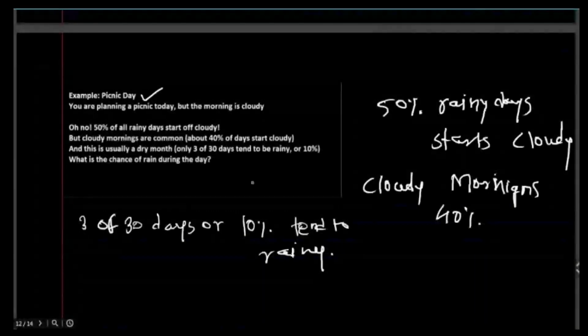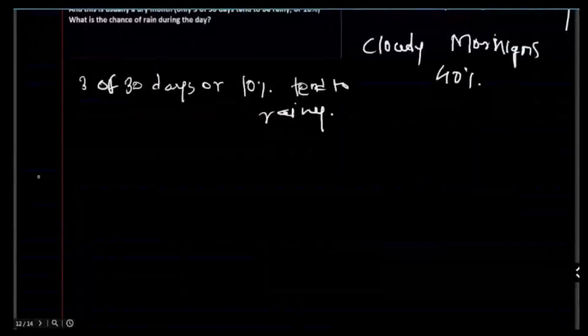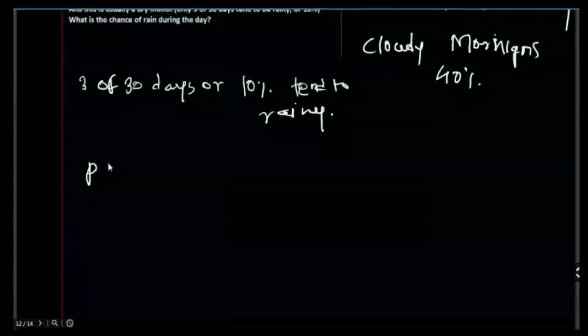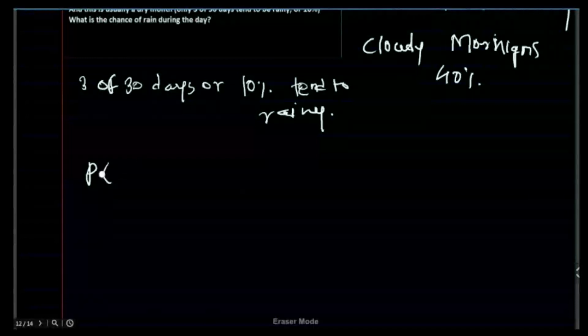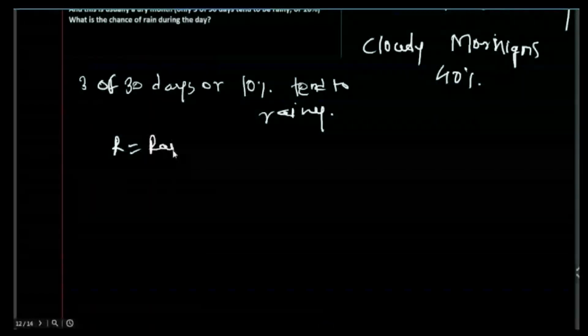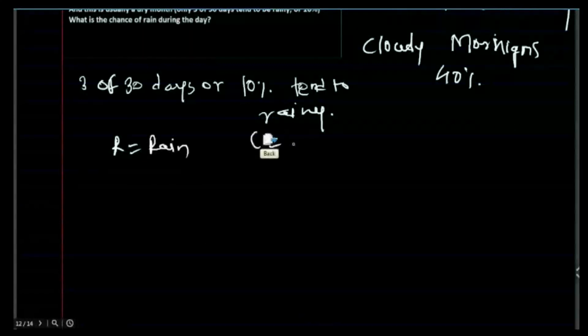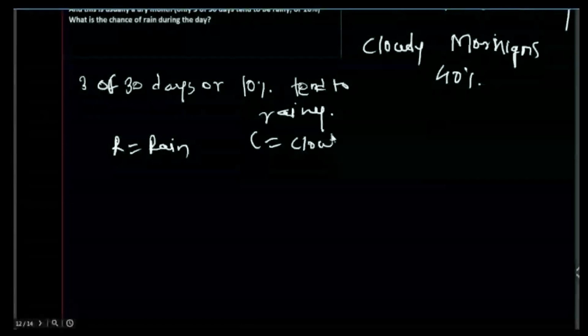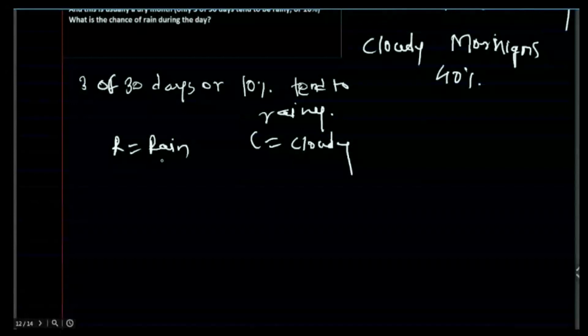Okay, and the problem that they are asking: what is the chance of rain during the day? So they are asking about the probability of rain. Let us name this R equals rainy, C equals cloudy. Okay, now we will write the probabilities.